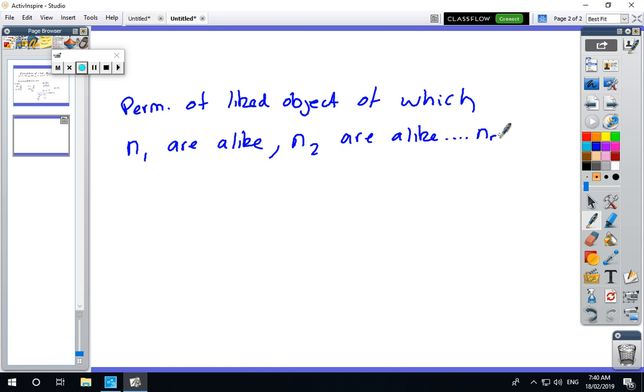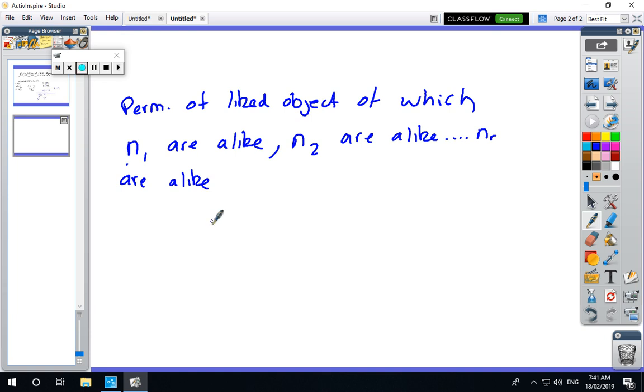Now what does that mean? This means we might have one object that is alike. We might have 2 objects that are alike. We might go all the way to 100 objects that are alike. It doesn't really make a difference. We are able to work out how many permutations there are by the following formula.